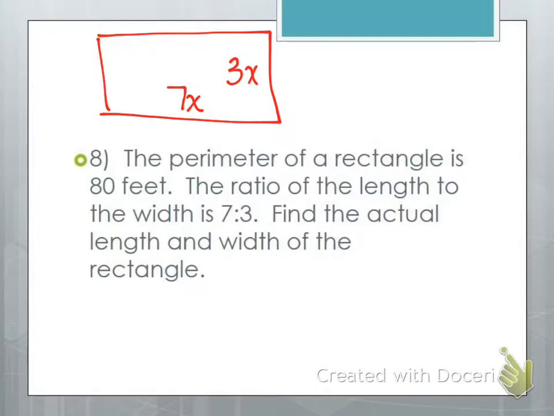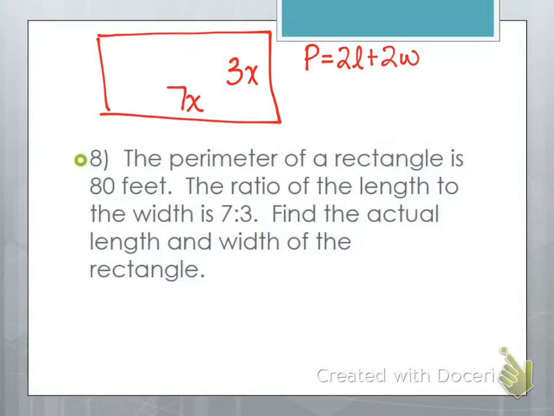Now for the equation part, we need to use the equation for perimeter. Does anyone know how you calculate the perimeter of a rectangle? Add them all together. We add up all the sides. So traditionally we say we take 2 times the length plus 2 times the width, and that gives us our perimeter.